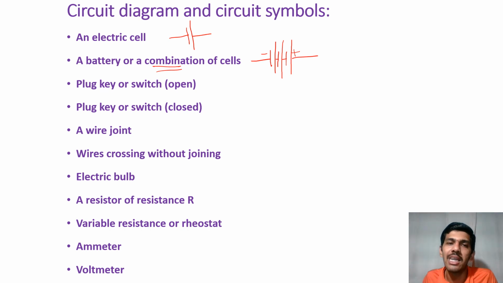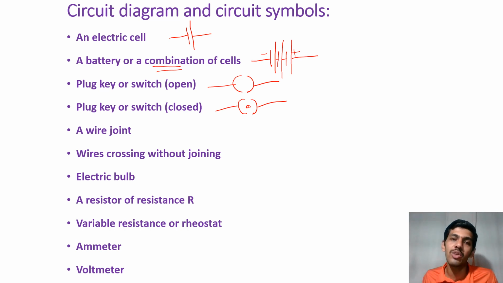And a plug key or a switch, both are one and the same. First, how to represent a plug key which is open? Like this, open plug key. And next is a plug key or switch which is closed. What is the difference between a closed key and an open key? Closed means there should be a dot in the center. Then it is a closed switch, which means current is flowing through it.